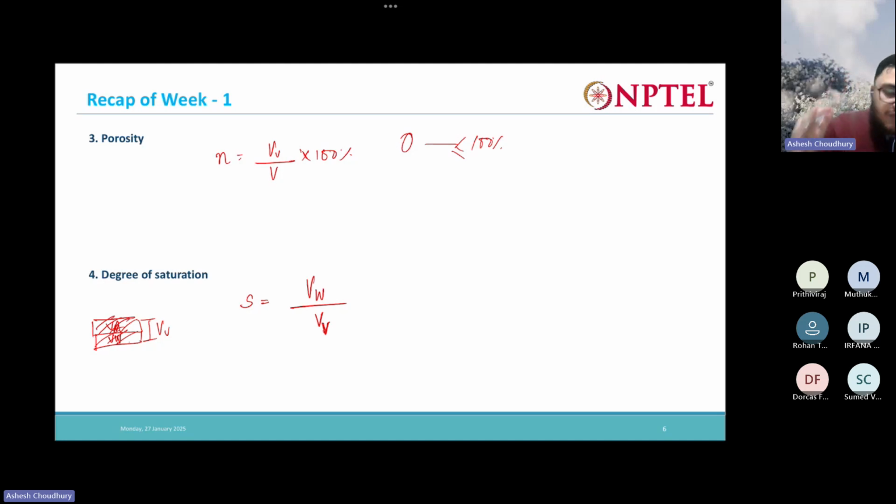If the volume of voids is totally taken by water, then the saturation is 1, which means the soil is fully saturated. And if the volume of water is 0, that means the whole volume of void is taken by air, that means the saturation is 0. This is dry soil. So it is volume of water by volume of voids. Again, if you want to express it in terms of percentage, minimum is 0, maximum is 100%.